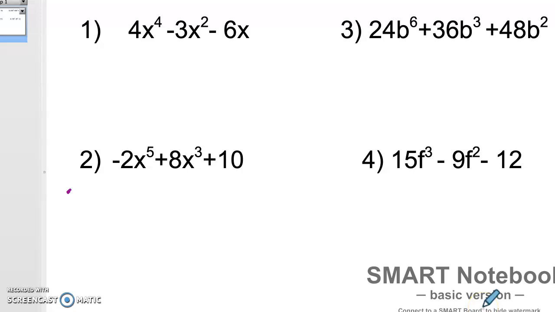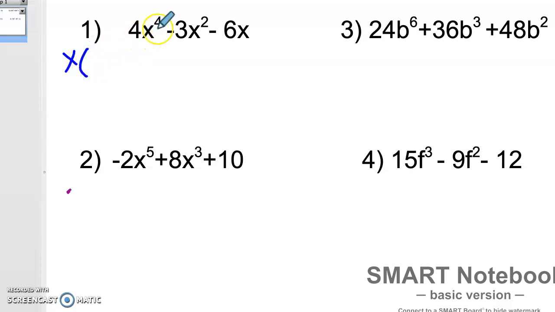But anyways, to review, whenever we take out a greatest common factor, we first want to check the numbers and see if they have a greatest common factor in common. In this case, 4, 3, and 6 don't, so we can't take out a number. Then we look next to the variables. Each of these terms has at least one x. So since they each at least have one x, that's what we can factor out.